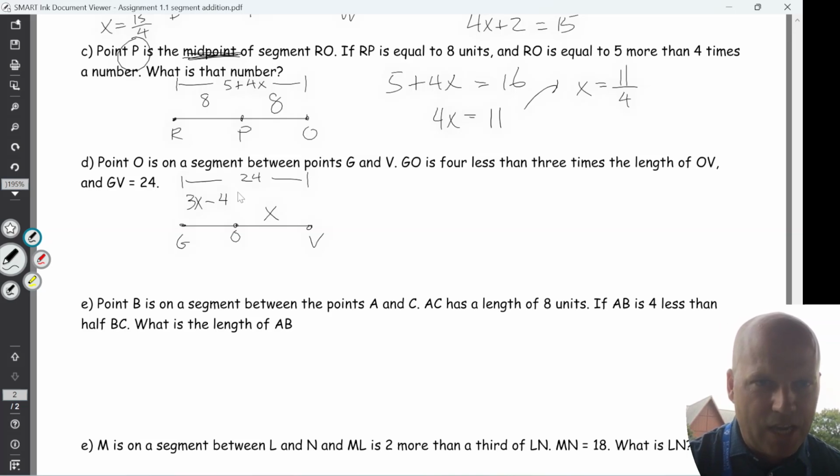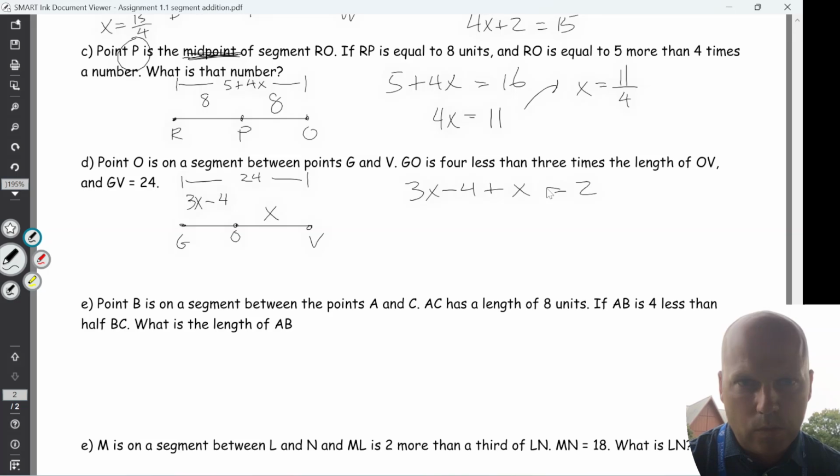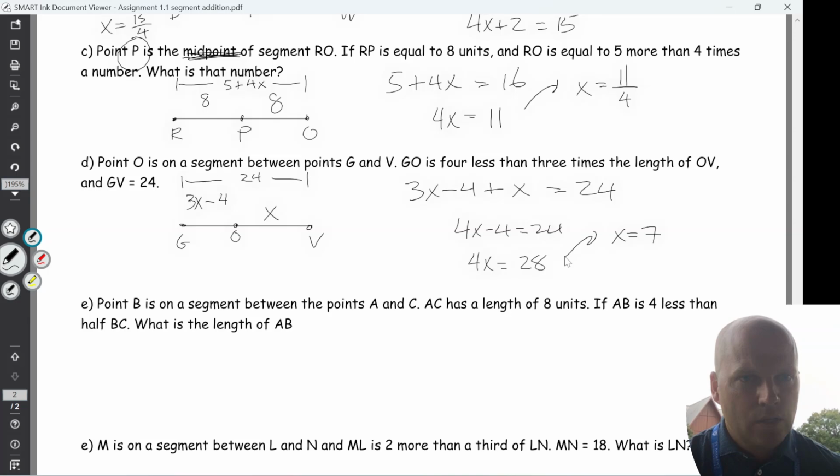Now we've set up the idea of GO, 3x minus 4, plus OV equals GV. If 3x minus 4 plus x equals 24, 4x minus 4 equals 24, which we can then back out what's being done to this missing number by adding 4 and then dividing by 4 and realizing the length x is 7. So OV is 7.